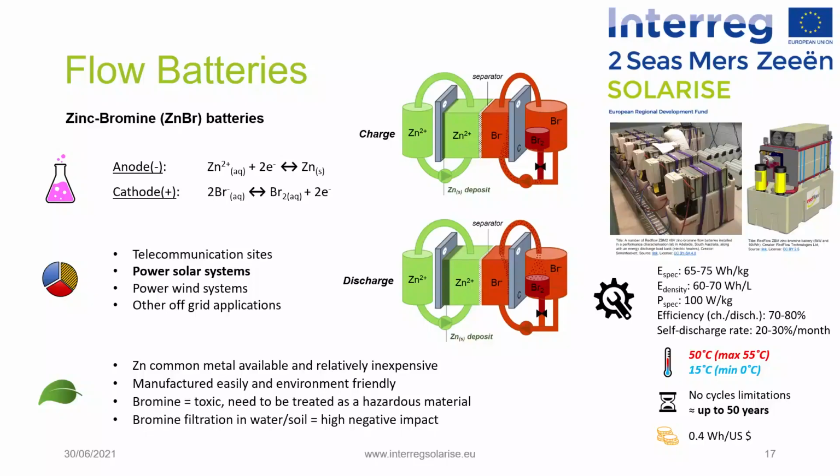From an environmental point of view, the biggest problem of this battery is the use of bromine, which is toxic and has to be treated as a hazardous material. And the filtration process of bromine involves a high negative impact to the environment.